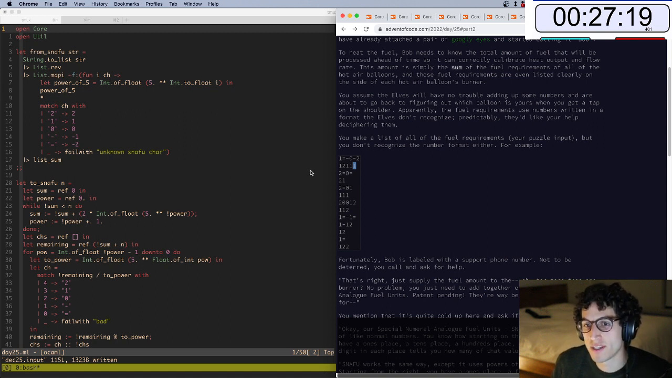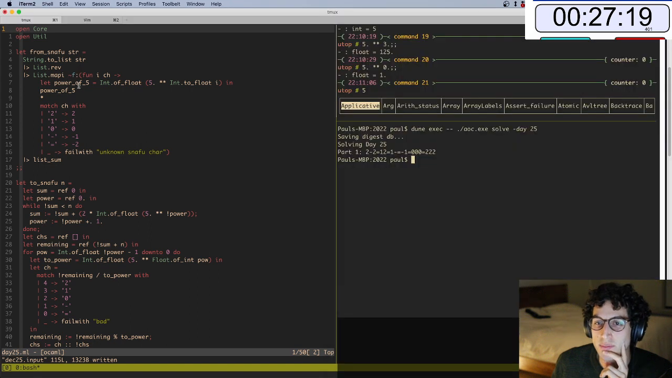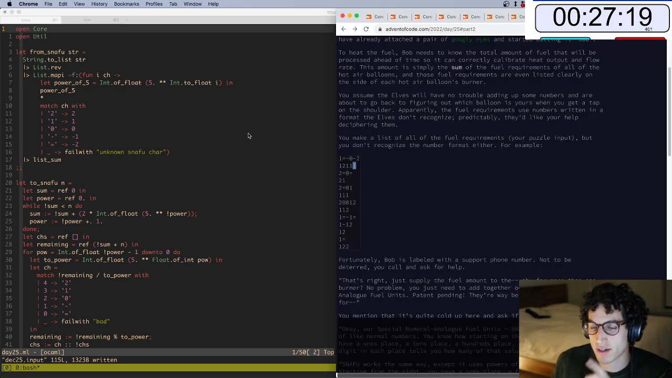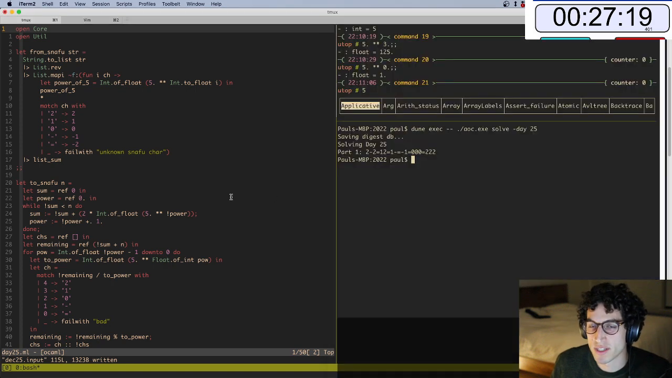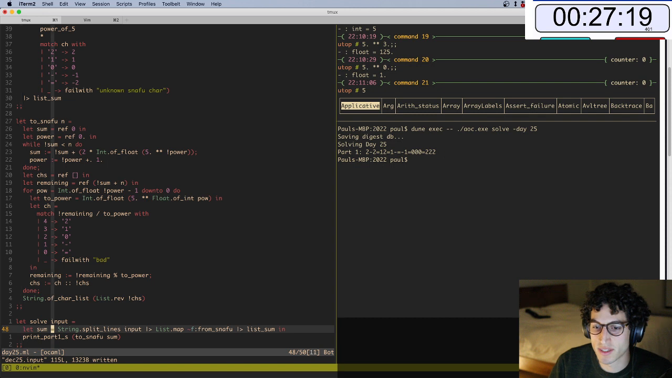Converting from is pretty simple. We convert it to a list of characters, reverse it. We compute the power of 5 by doing 5 to the index of the character, and then matching the character with 2, 1, 0, minus, and equals, and then we just sum those up. So 2 snafu is pretty easy. We take the input, split it into lines, map it to from snafu, then take the list sum.